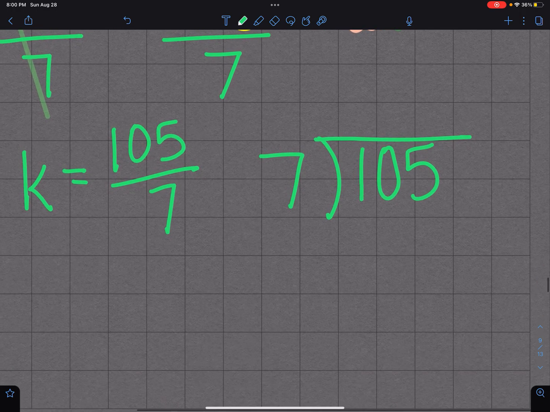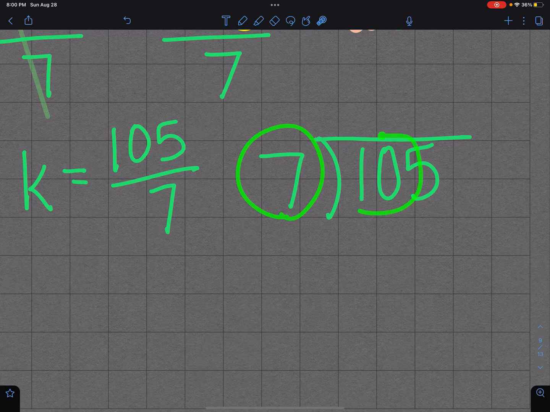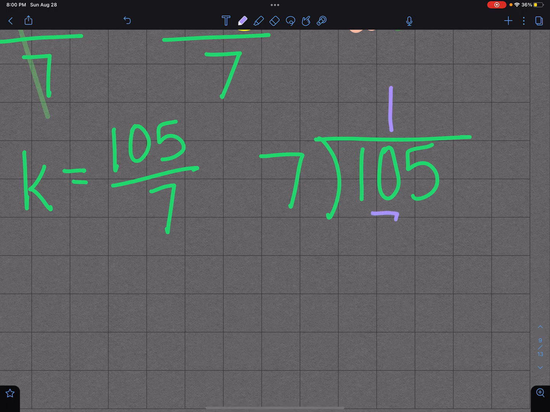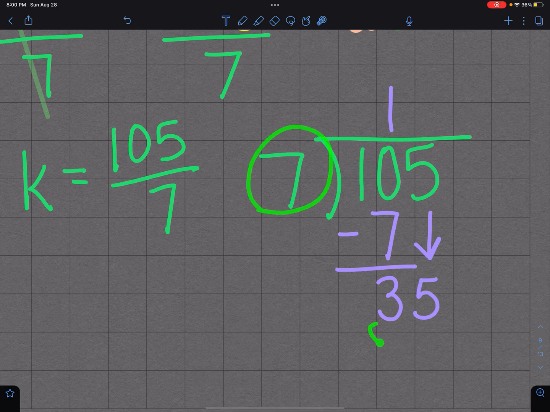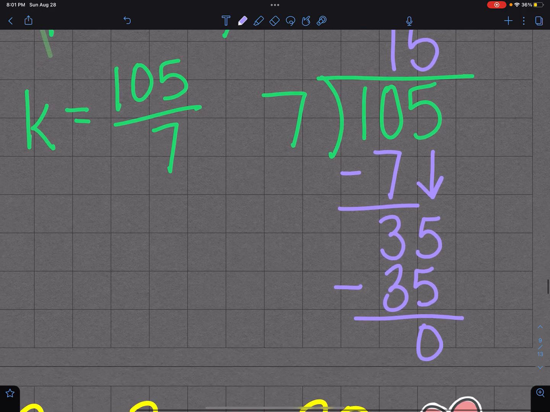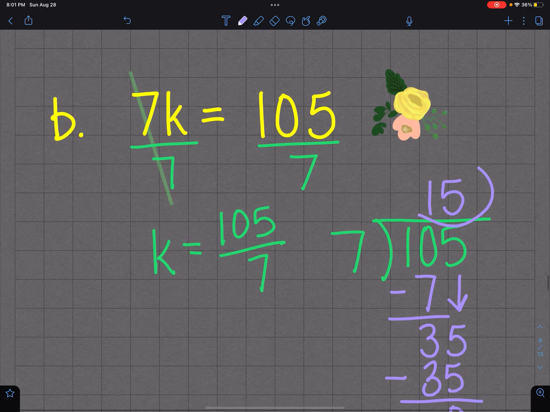All right, how many times does 7 go into 10? It goes in there 1 time. 1 times 7 is 7, subtract, I get 3, bring down that 5. Now let's see, how many times does 7 go into 35? And turns out that it goes into it 5 times, so I'm going to put that there. Now I do 5 times 7, which is 35, and I get a remainder of 0. And the answer here is 15. So then I know that k is equal to 15.